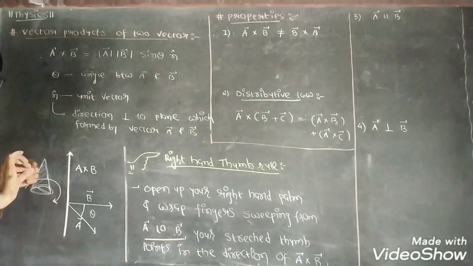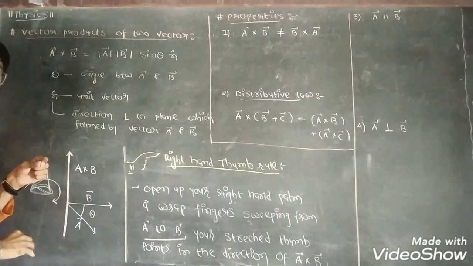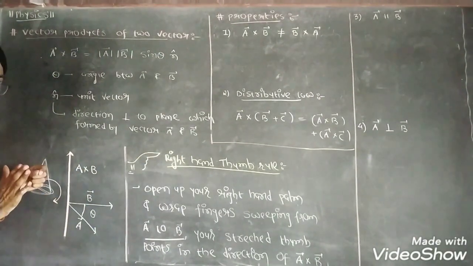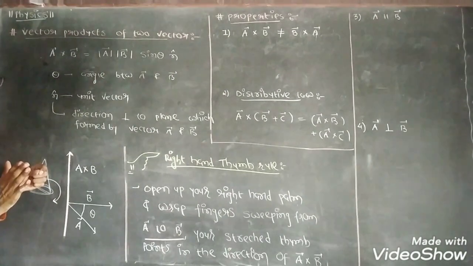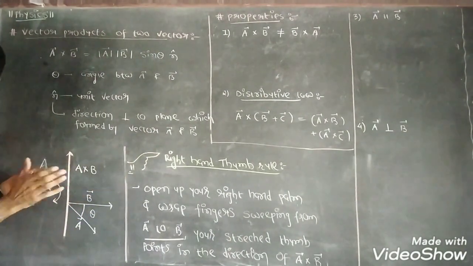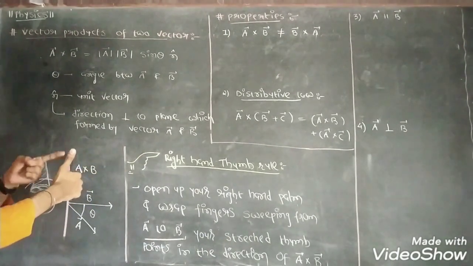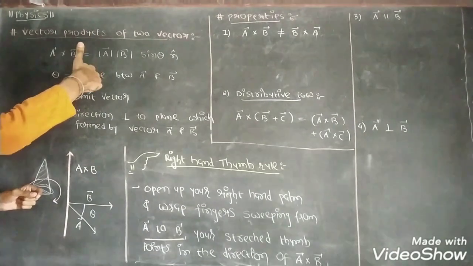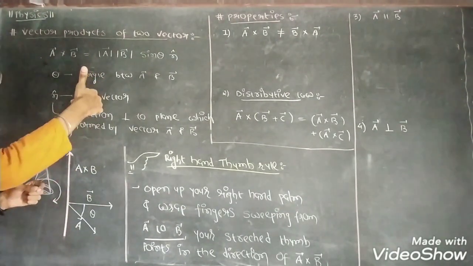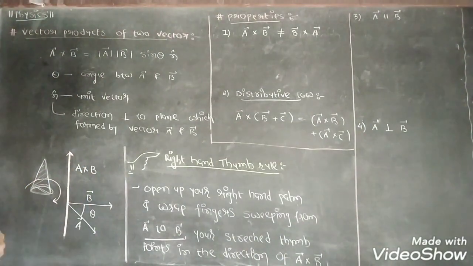The direction of A is in this direction and the direction of B is in this direction. So A is here and B is here. We have to wrap our fingers from A to B, in this manner. So the direction of the thumb is upward. The direction of the thumb represents the direction of the product, A cross B.